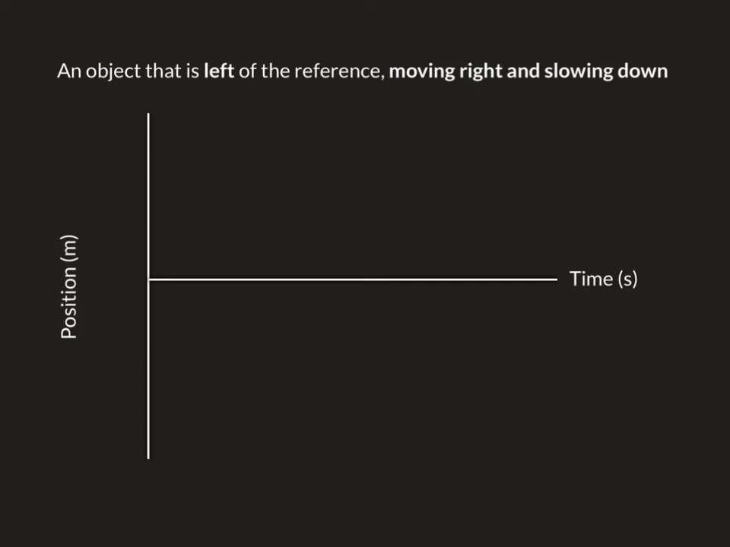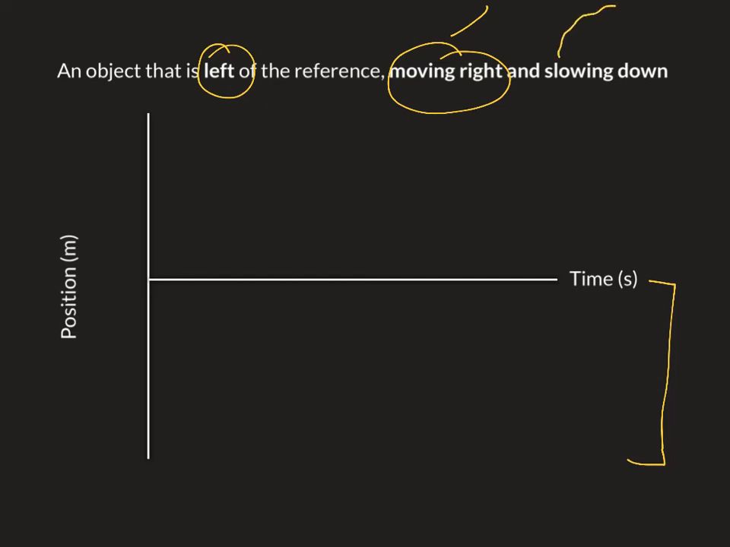So now we have an object that is to the left of the reference, just like before, so I'm going to draw it down here, okay? It's moving to the right, which means it's going to slope upwards like this, and it's slowing down, which means it's going to get flatter and flatter and flatter over time. This thing is going to start with a very positive velocity and slow down. It's going to get closer and closer to 0. So I'm going to curve and get flatter over time.